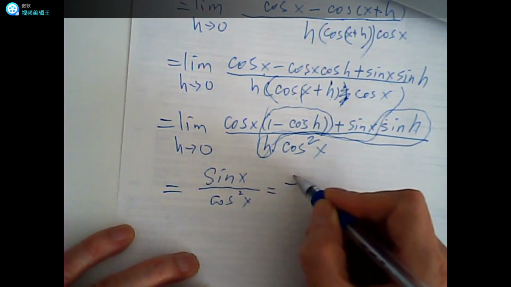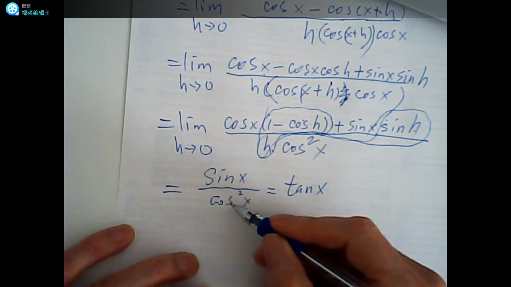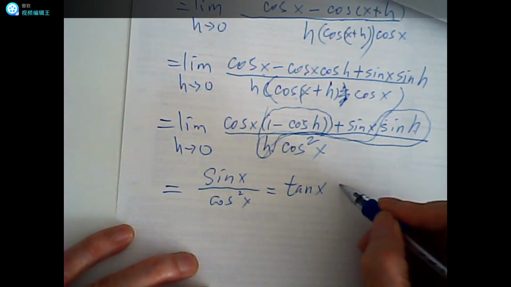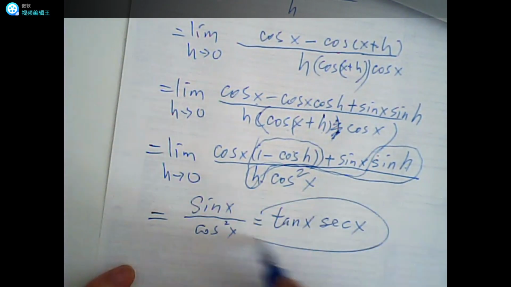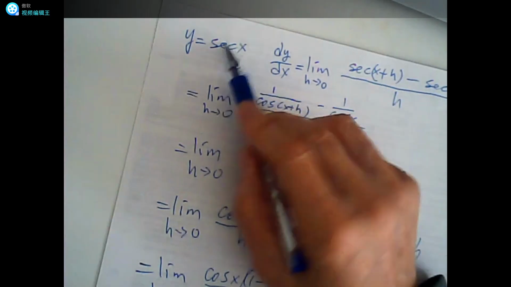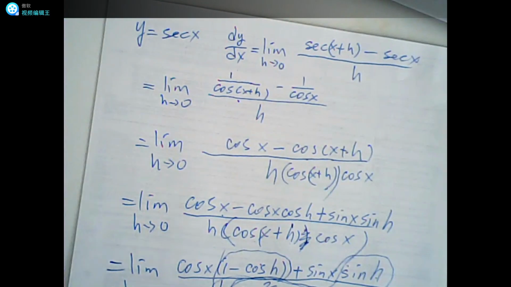This one is equal to tangent, right? Tangent times 1 over cosine x, which is secant. So that is the derivative of secant. The derivative of secant is secant times tangent.